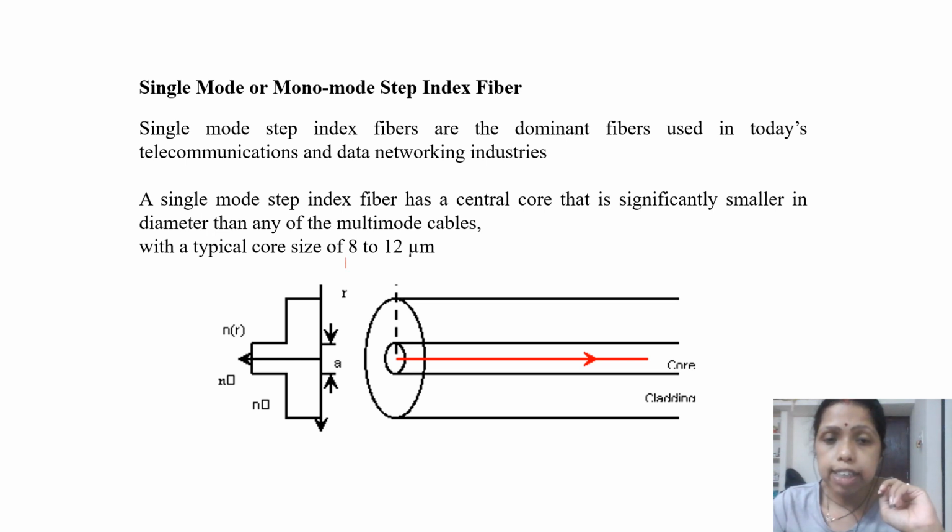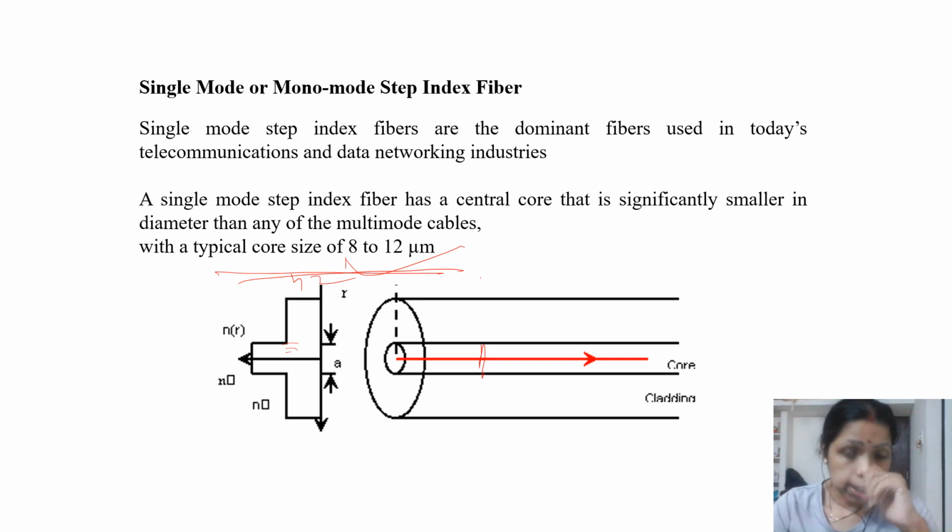Now you can see in this diagram, in case of the step index, the reflecting index of the core is constant, suppose N1, and the reflecting index of the cladding layer is different, that is N2. Okay, the constant reflecting index inside the core layer and constant reflecting index outside the core layer, the cladding layer. The core size normally depends on the 8 to 12 micrometer in case of the single mode step index fiber.